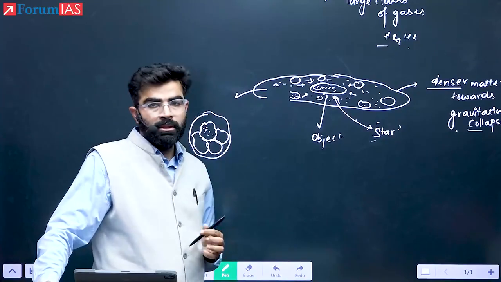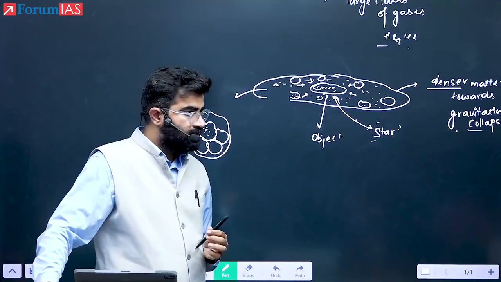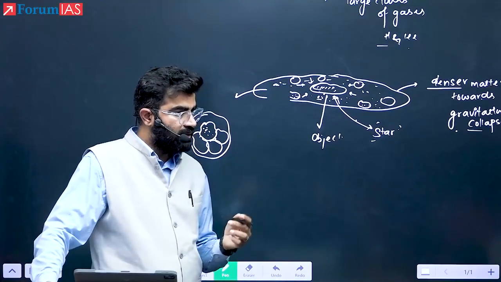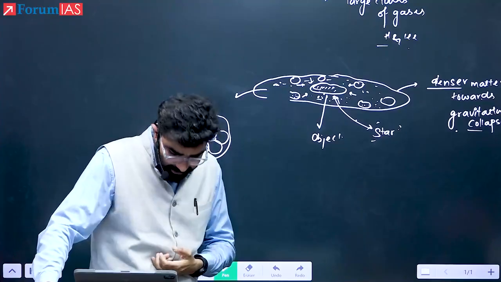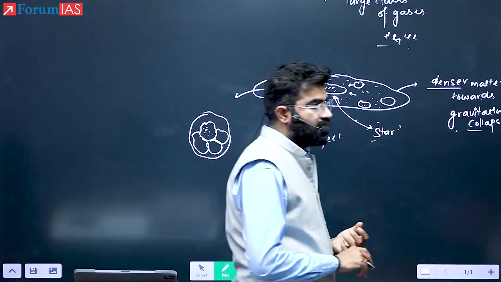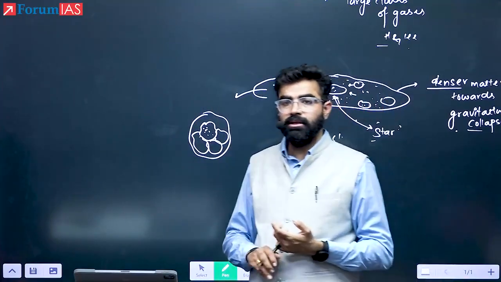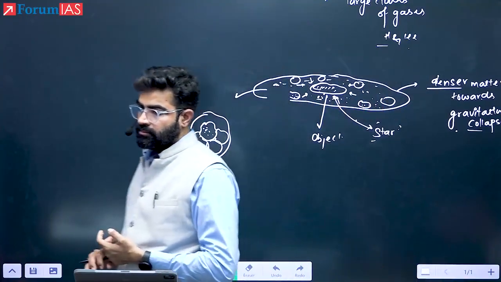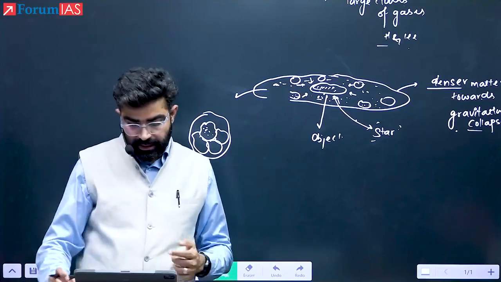Now write down formation of planet. You are writing formation of planet only, means we come back again to formation of planet. The planet formation started with the following process. Number 1, gravitational collapse.